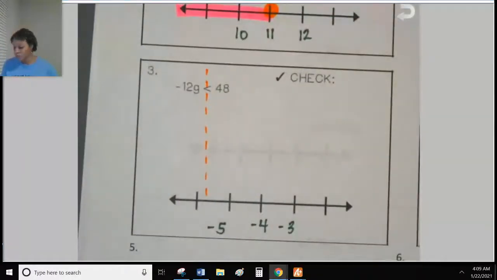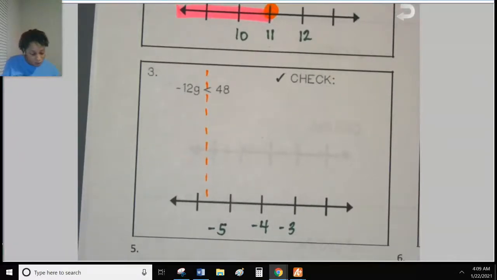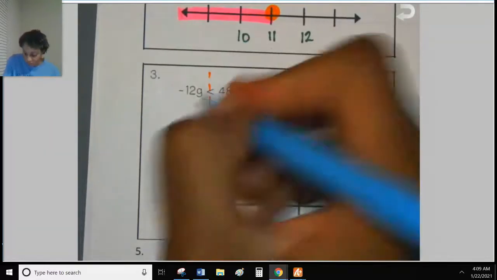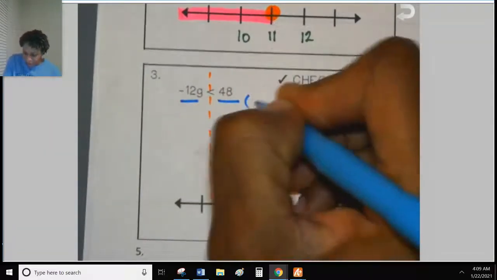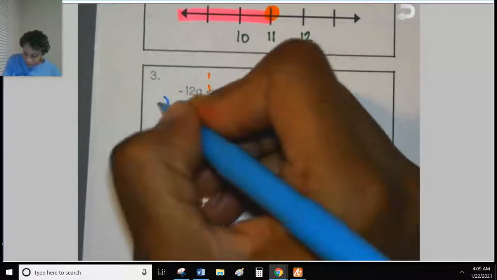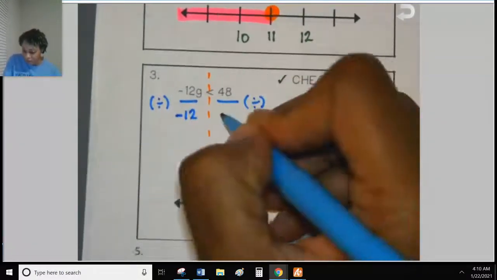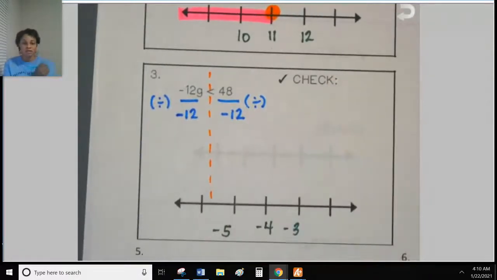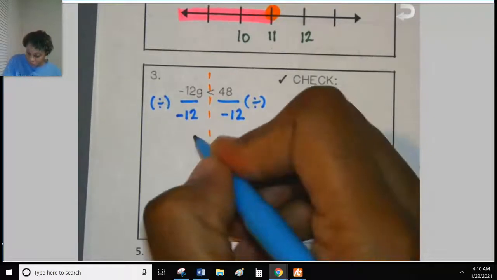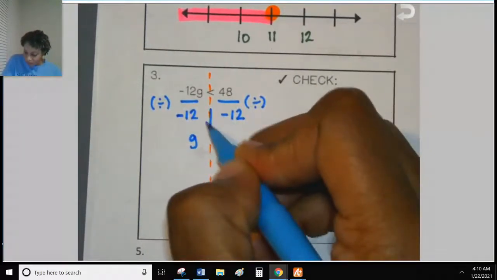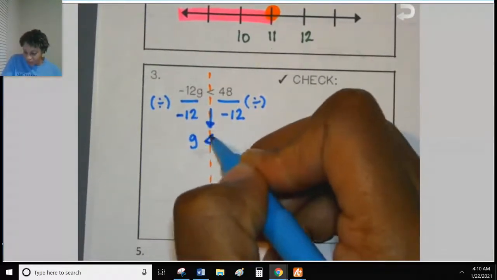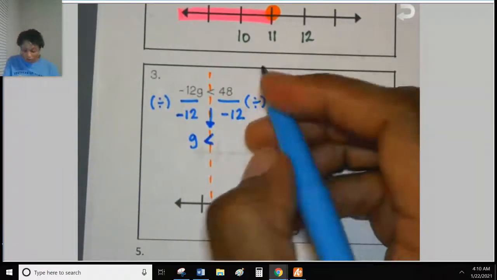We know that g wants to be alone, so we have to get rid of the negative 12. How are we going to get rid of the negative 12? We're going to get rid of it by dividing it away. We're going to divide both sides by negative 12. Don't leave that negative there. Divide both sides by negative 12. Negative 12 divided by negative 12 will give me a g. I'm going to bring down my inequality symbol.